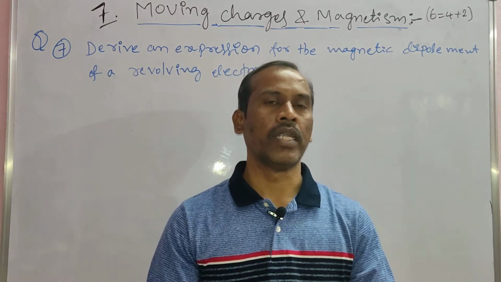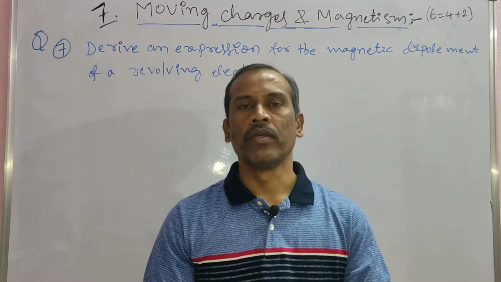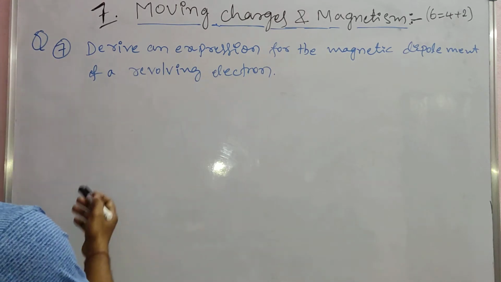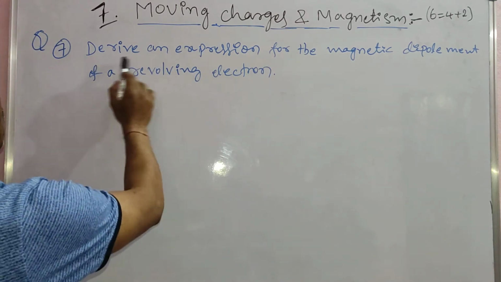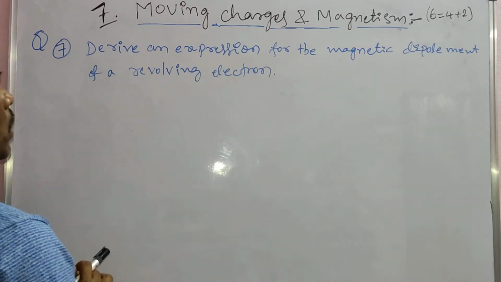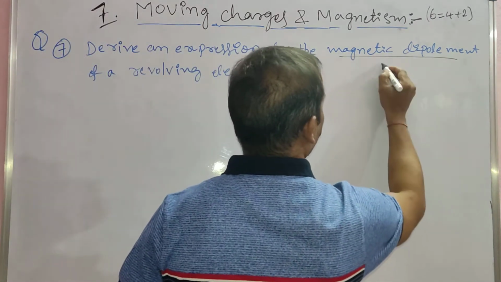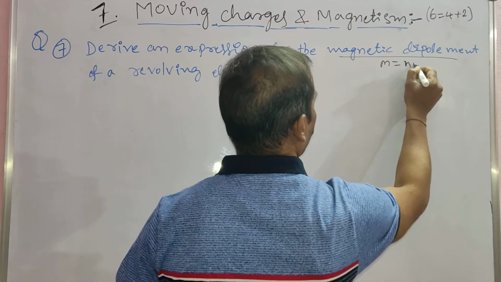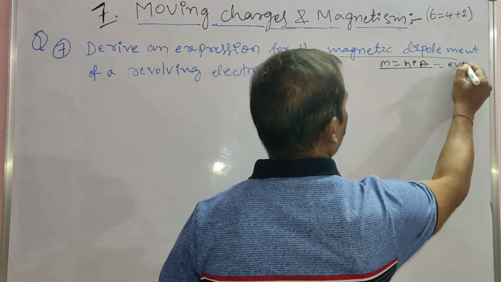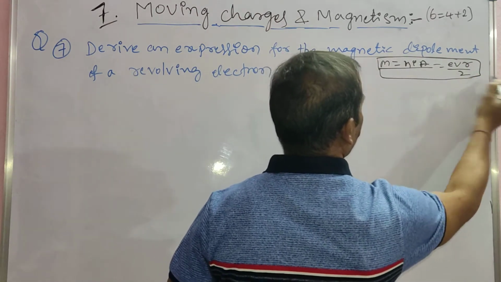We have to prove that the magnetic dipole moment M is equal to evr by 2. First of all, question number 7, short answer: derive an expression for the magnetic dipole moment of a revolving electron. Now the magnetic dipole moment M is equal to NIA, and NIA is equal to evr by 2. We prove this.